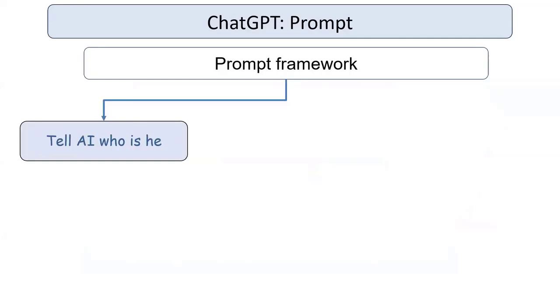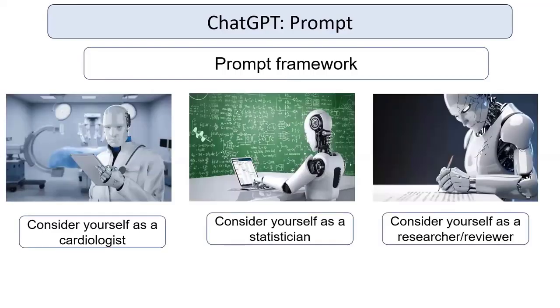First of all, we have to tell the AI what personality it needs to play. For example, we can ask ChatGPT: consider yourself a cardiologist, consider yourself a statistician, consider yourself a researcher or reviewer. So you have to tell ChatGPT what it actually is: a cardiologist, an intensivist, an anesthesiologist, a statistician, a research reviewer.